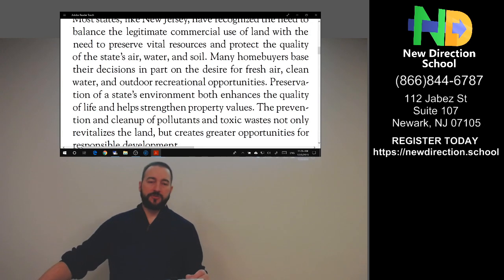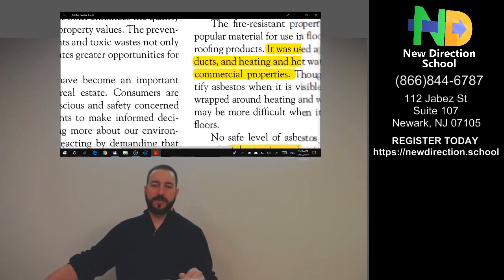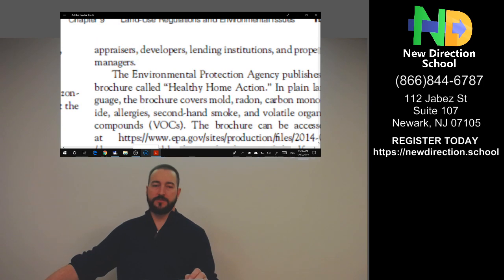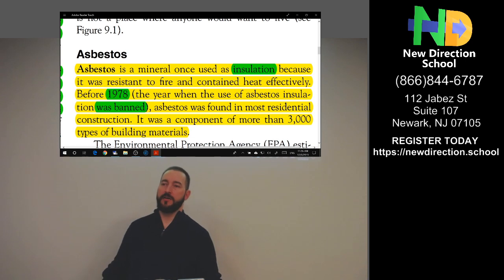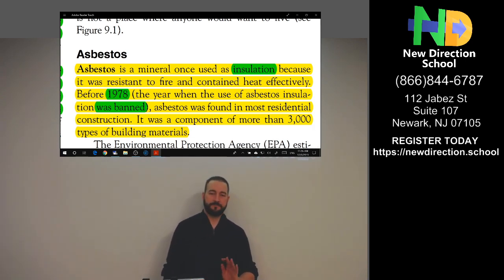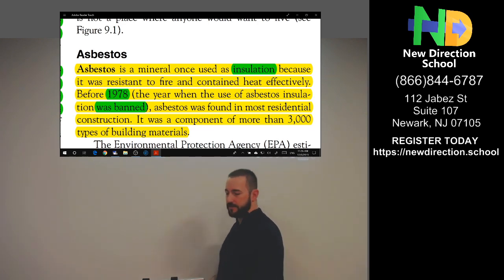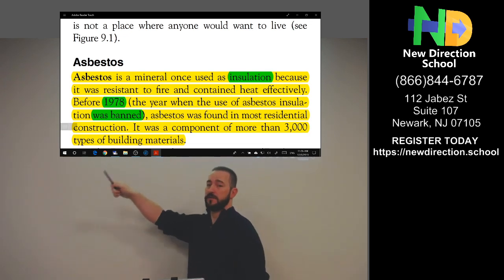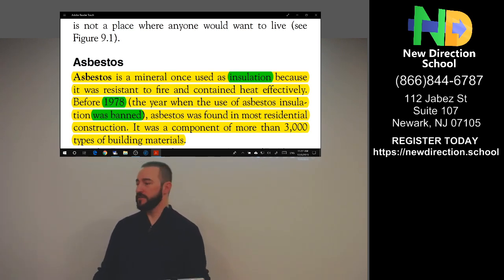Where it says environmental issues, I want you guys to go to the right-hand side on top. It says hazardous substances. We're going to start with asbestos. Now, I don't want you guys to highlight. What I want you to do right here, I'm going to teach you how to highlight this section. I want you to put a box around it, and you're going to highlight only what's in green.